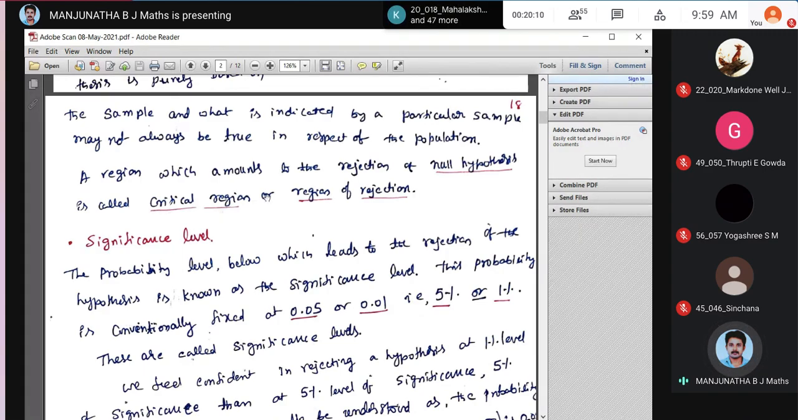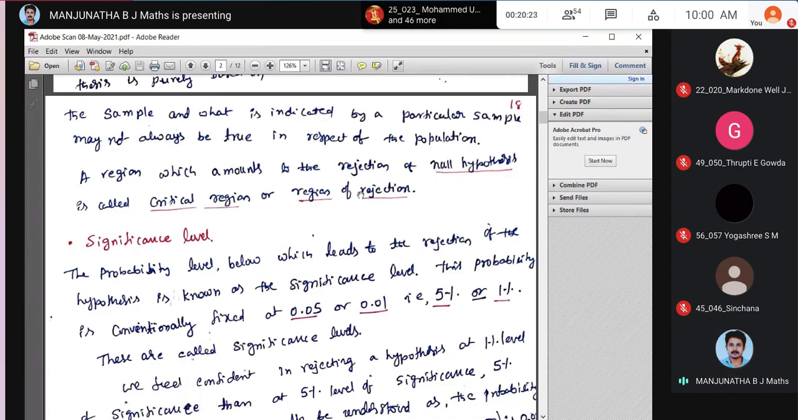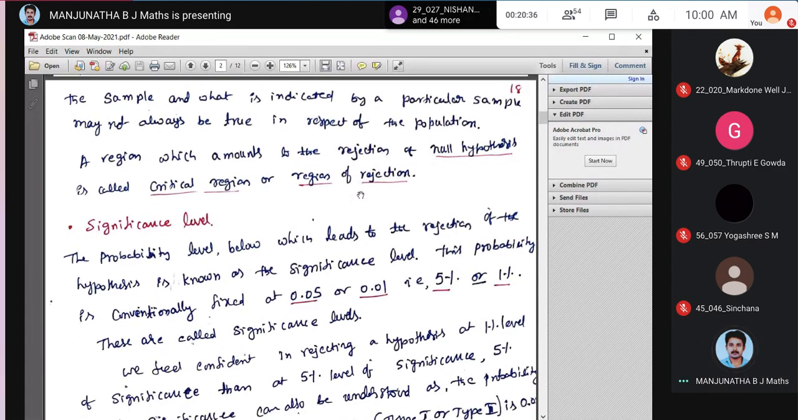Next one, a region which amounts to the rejection of the null hypothesis, that is called critical region or region of rejection. So we fix some value. What is the confidence level for this test? So 99% or 95% of that. If 95%, if I get this value, we can neglect this. We accept this within this value, right? These are the tests here. So we have definitions here: one tail test, two tail test, everything. Let me just go through that.